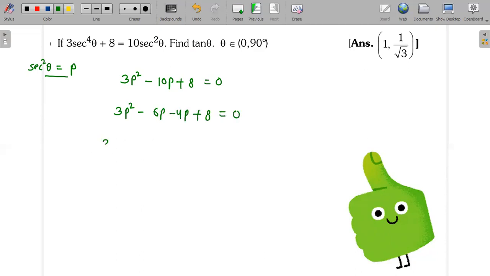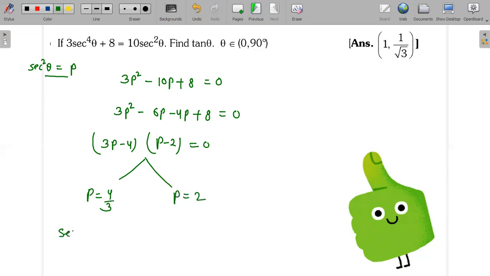From there, we have two different values of p. One where p is equal to 4 by 3, and another where p will take the value 2. But p is the value of secant squared theta. So once I know the value of secant squared theta, I think it is a piece of cake to know the value of tan theta from there, isn't it? Since we know secant square is 1 plus tan squared theta, from there we end up getting tan squared theta will be either equal to 1 by 3, or tan squared theta will be equal to 1. Since again theta is an acute angle, only a single value will be acceptable.